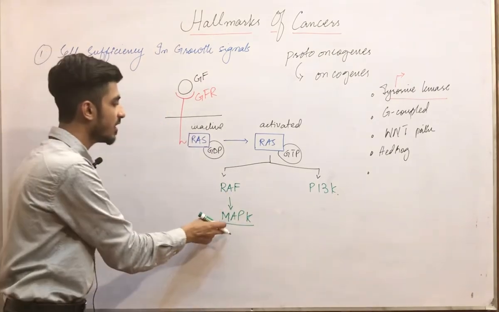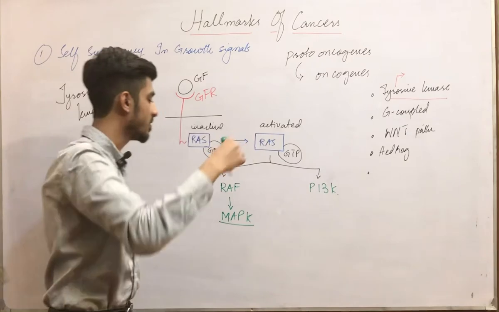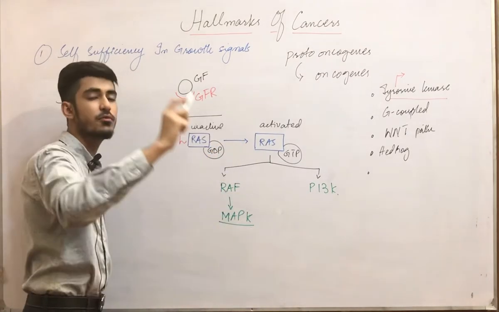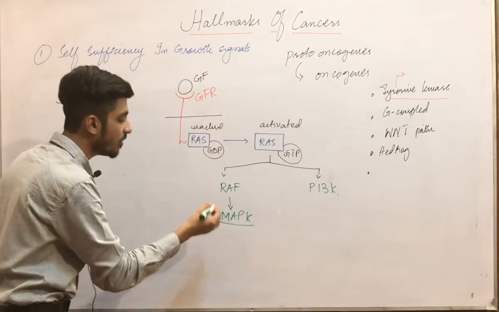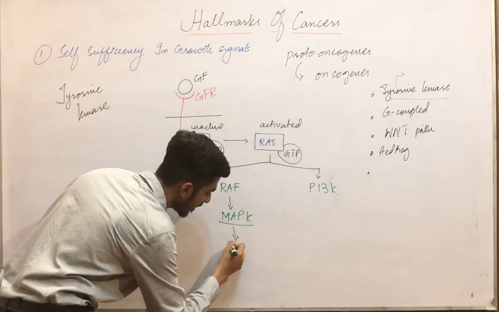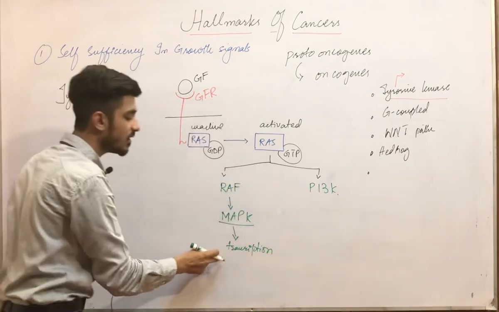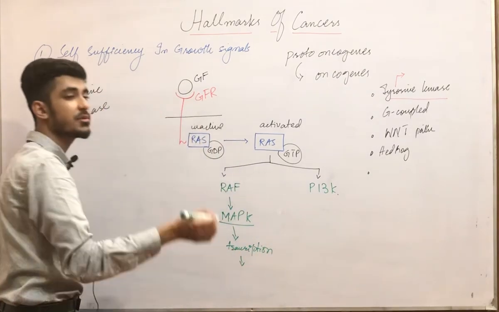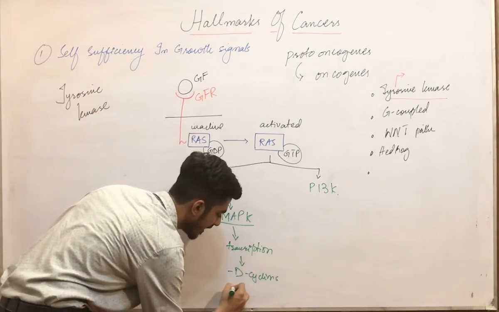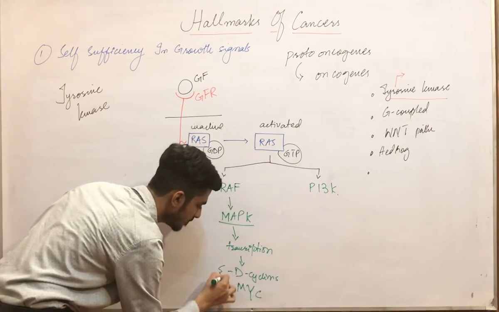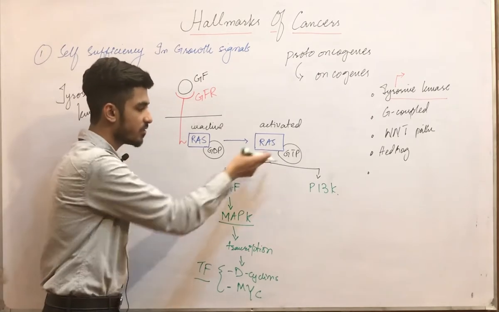Now I already told you that there are certain cytoplasmic proteins that move towards the nucleus. From here MAPK will move towards the nucleus in order to activate those genes, the genetic material. Now MAPK will activate the transcription. Clear? And in the transcription obviously we have certain transcriptional factors. So what are those? Those are the D-cyclins and MYC. You can say these are the transcriptional factors. Clear? This is the one downstream pathway of RAS.